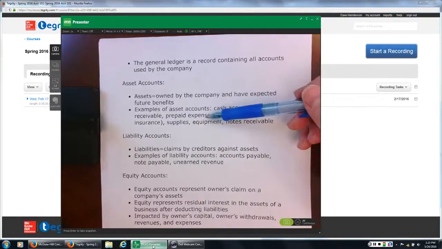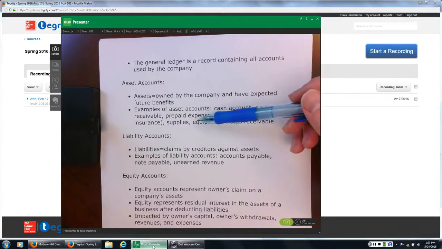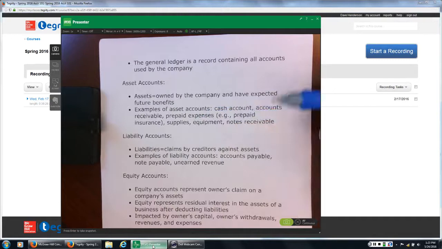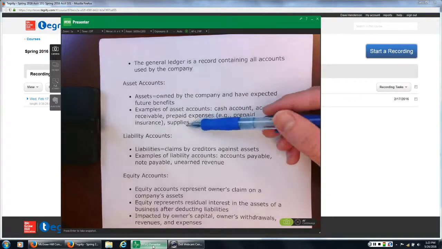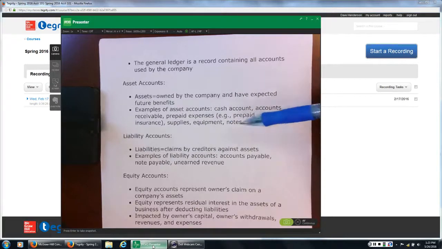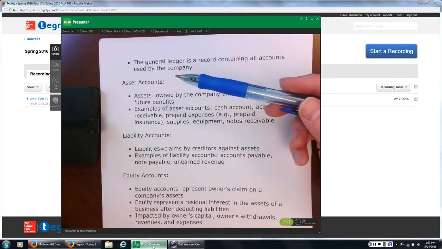We can also have a prepaid expense, so prepaid insurance. We could have prepaid rent, which is a temporary asset, and once the insurance has expired, we would debit insurance expense and then credit the prepaid insurance or prepaid rent. Supplies is another asset. We also have equipment. We can also say notes receivable. So those are assets. Again, assets are something that we own, that provide some economic value.